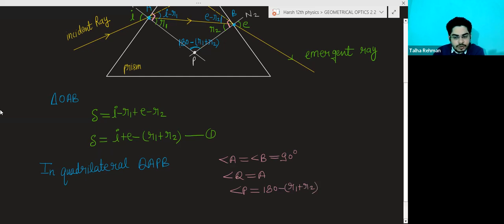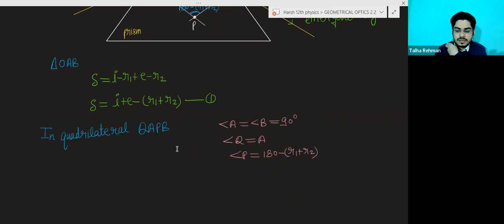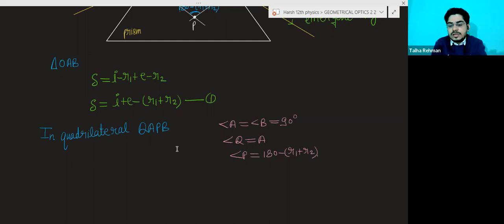Okay. Now, after this, what will we do? Can you tell me what will be the sum of angles of a quadrilateral? In case of the triangle, the sum of all the angles is 180 degrees.